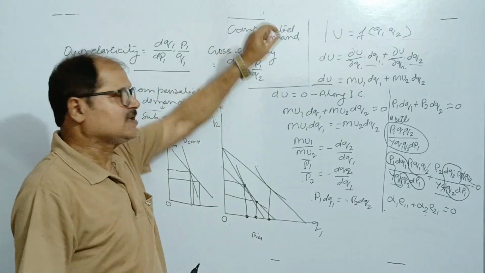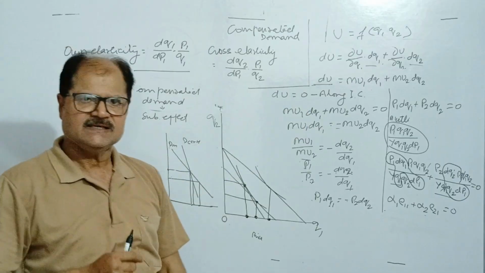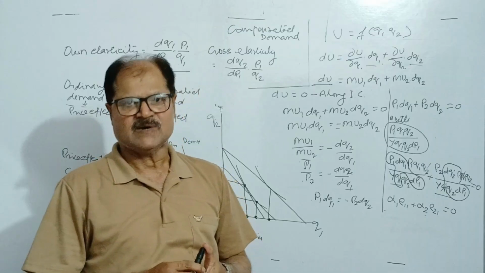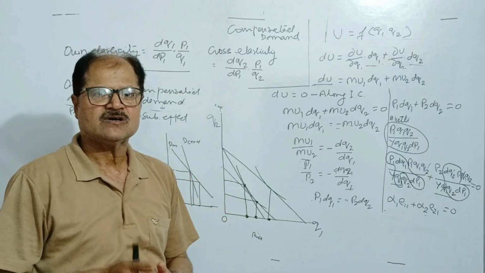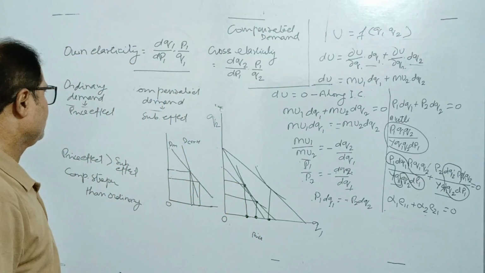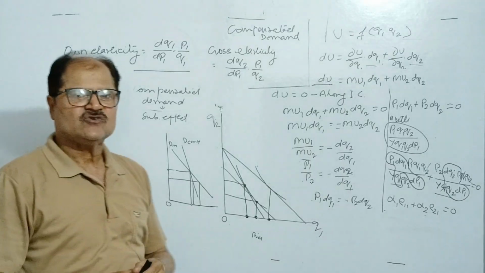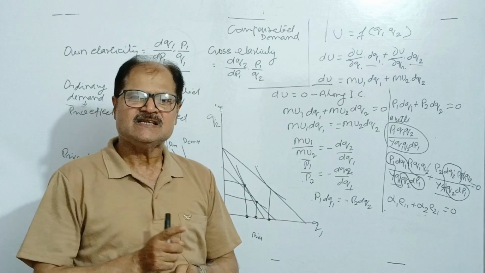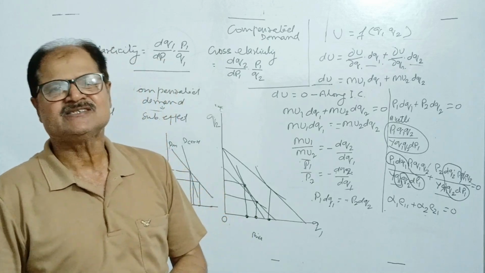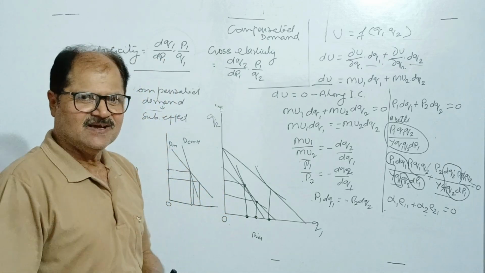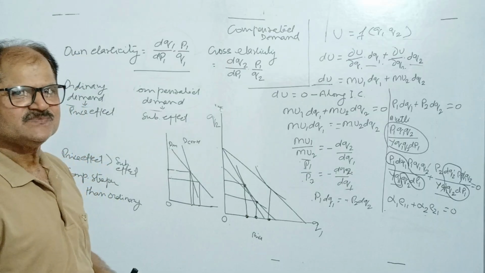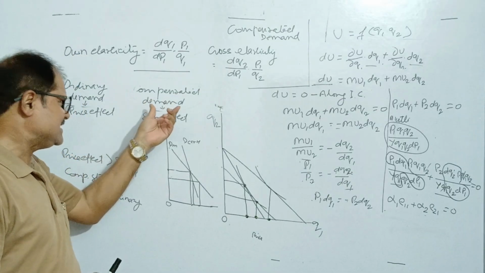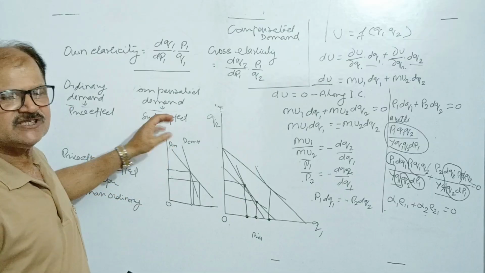चूंकि हमें रिलेशनशिप कंपनसेटेड डिमांड के बीच देखनी है, then we have to differentiate between compensated and ordinary demand curve. ऑर्डिनरी डिमांड कर्व क्या होता है और कंपनसेटेड डिमांड कर्व क्या होता है? Ordinary demand curve is also known as Marshallian demand curve and compensated demand curve is also known as Hicksian demand curve. Marshallian demand curve is derived from price effect, whereas compensated demand curve is derived from substitution effect.